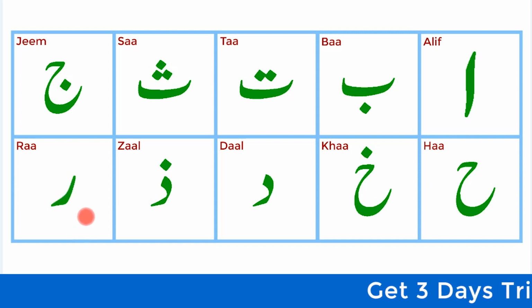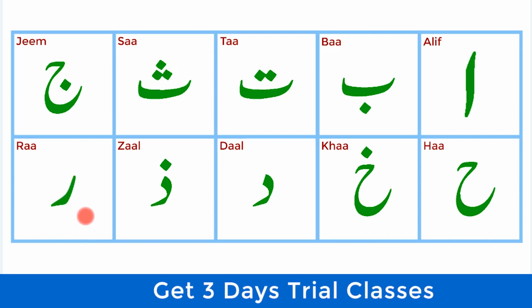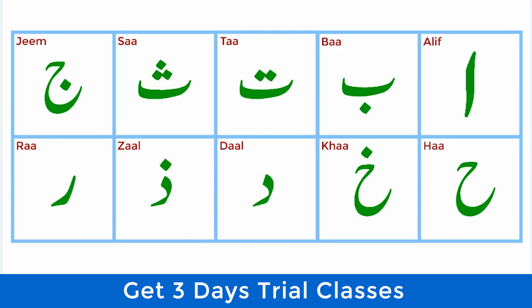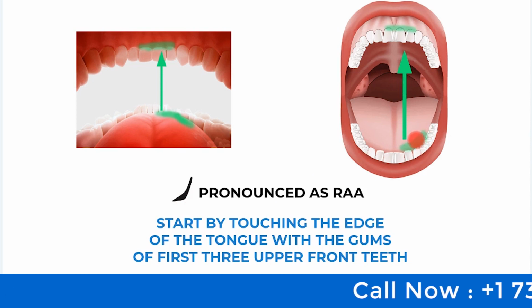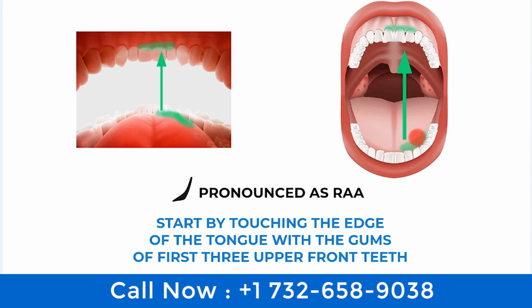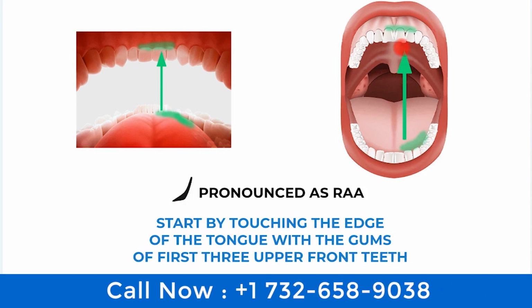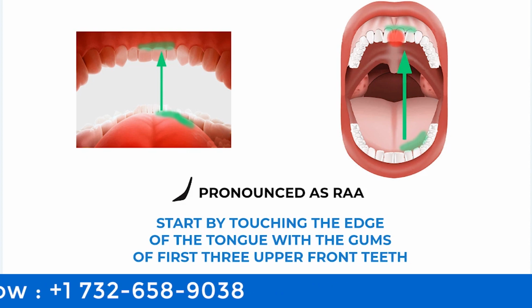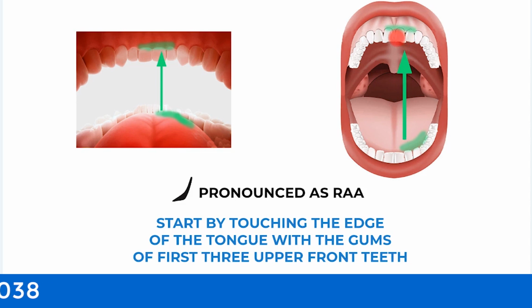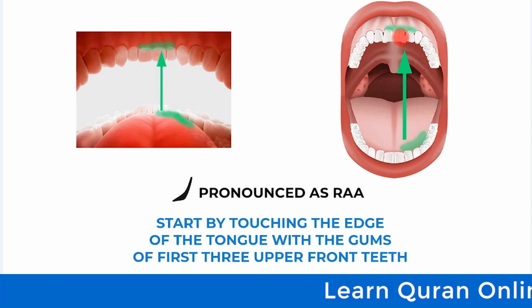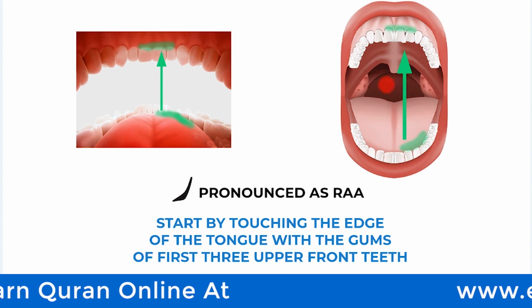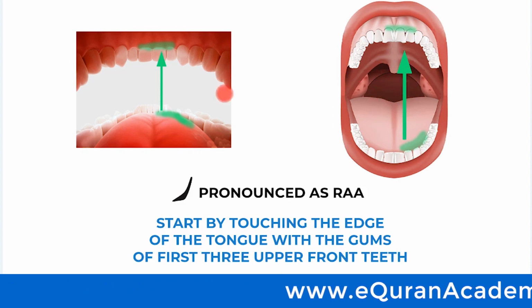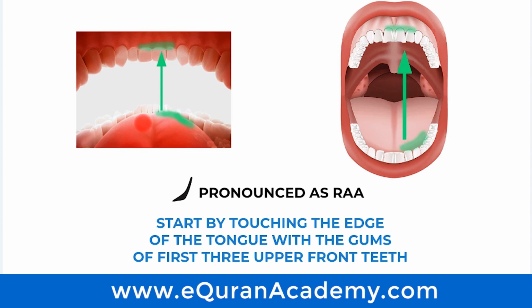Let me explain you origin of ra by illustration. This is edge of tongue, and these are three front teeth. Two here and one next to them. In this image I cannot show you inner view of mouth. That's why I added this image.